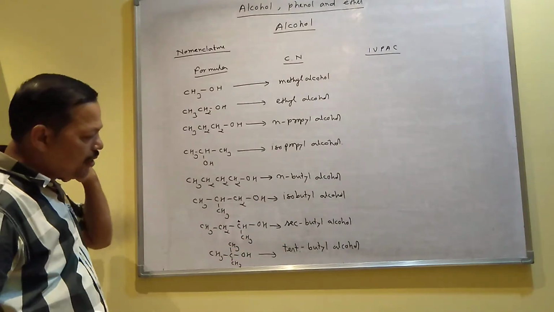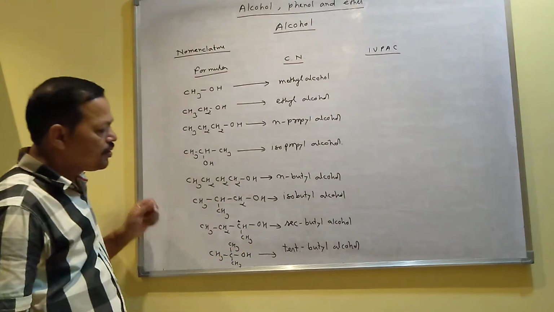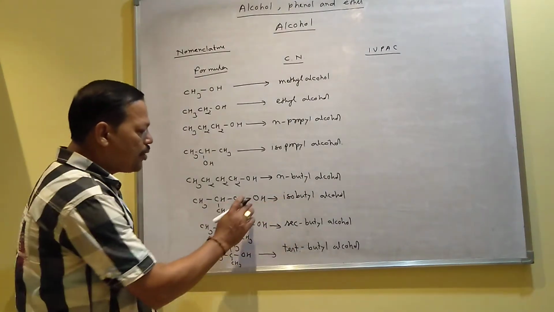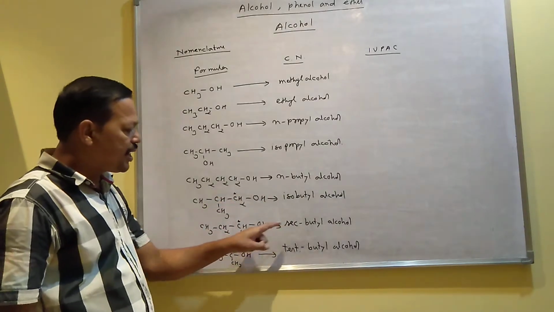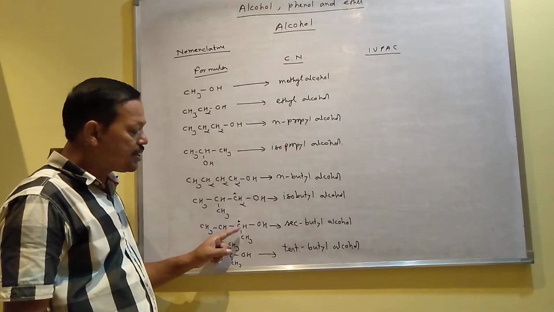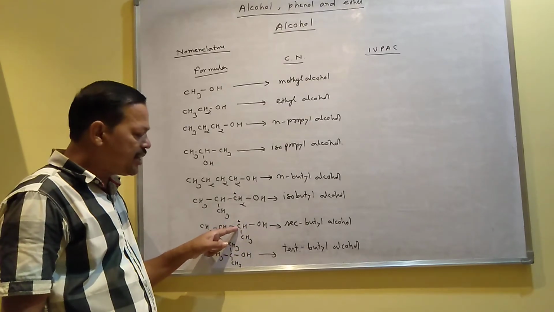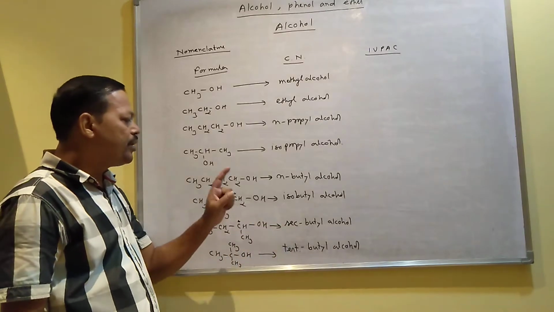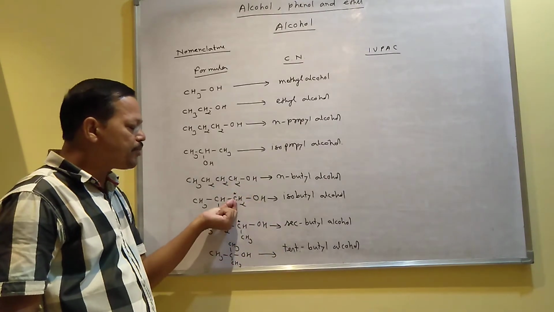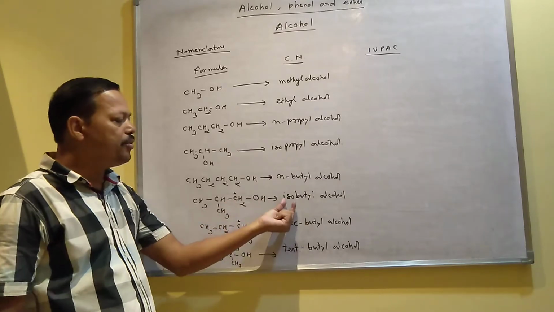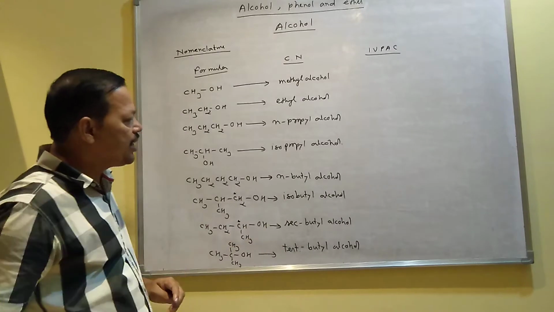Now I want to tell you one thing. What is the difference between iso and secondary? In iso, the OH containing carbon is primary carbon, and in secondary, OH containing carbon is secondary. So when the functional group containing carbon is secondary, then you write secondary. And in case of primary carbon, if the OH containing carbon is primary and branching is present, then you write iso. So that is the difference between iso and secondary.